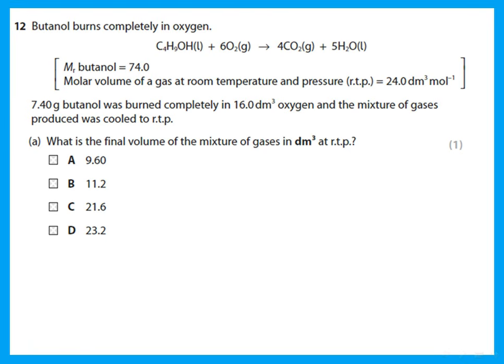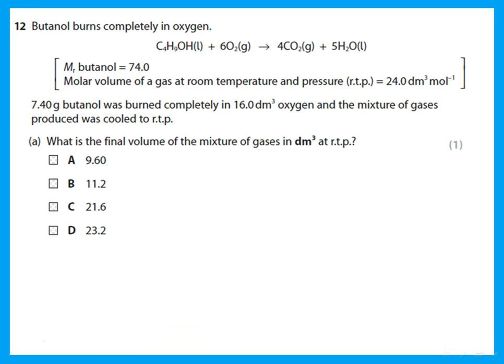Butanol burns completely in oxygen. He gives me the Mr. He says 7.4 grams of butanol was burned completely in 16 decimeter cubed of oxygen, and the mixture of gases produced was cooled to room temperature. What is the final volume of the mixture of gases? So he wants the final volume of all the gases remaining. Well, let us take a look.